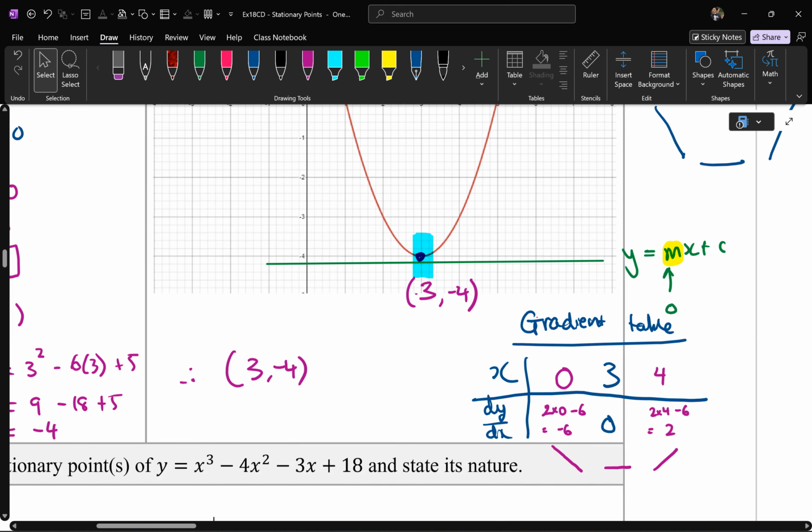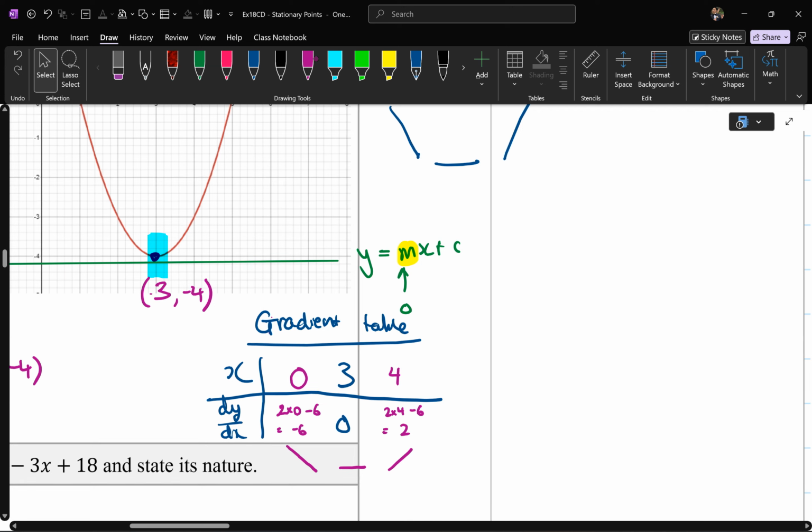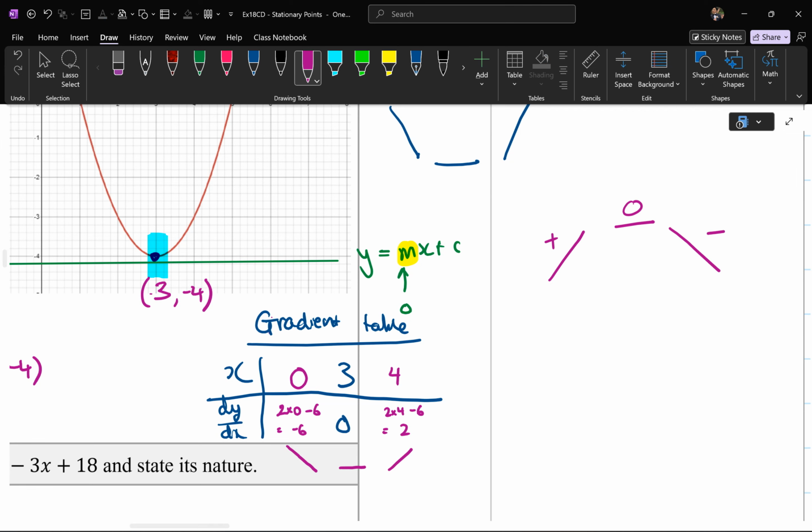So you've got 3 scenarios there. You either have 0 gradient, positive when you go to the left and negative when you go to the right. This is called a maximum. If you had a 0 gradient, but on the left it was negative, and then on the right it's positive, this is called a minimum.